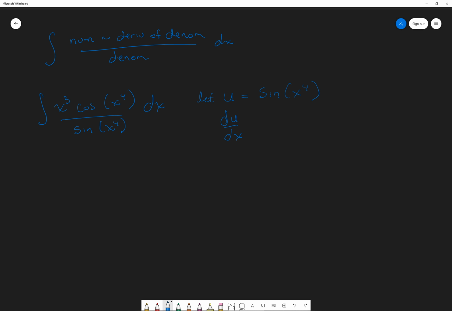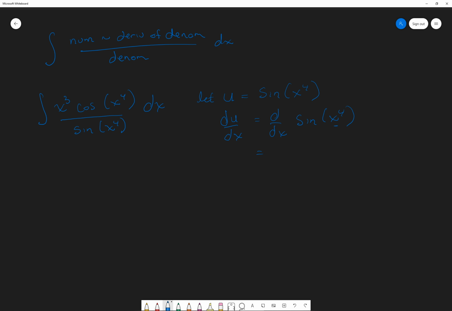Well, in this case, du dx is the same thing as d by dx sine of x to the 4, right? But we can't really do that yet, right? We have this as an x to the 4 and this is a dx, right? So what we need to do is use the chain rule. We could do the chain rule again if we wanted to, but I'm going to do it even simpler.